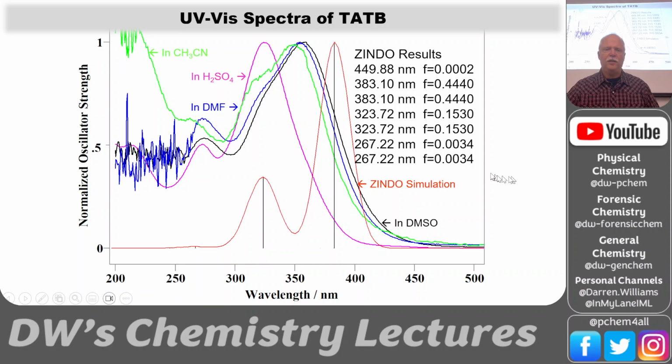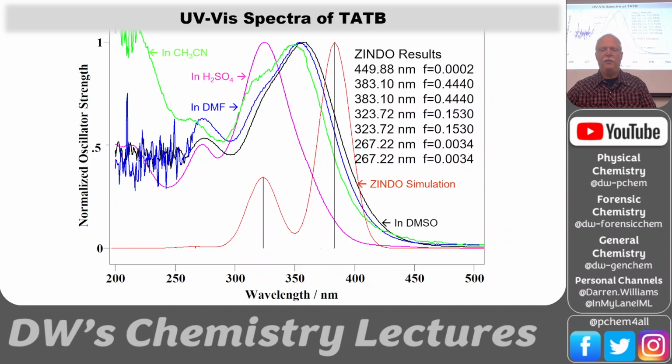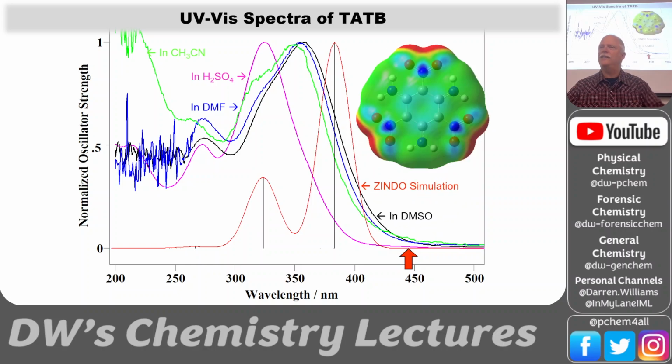Here's the UV-Vis of the TATB. This is the yellow substance, and the ZINDO simulation does pretty well. Yeah, it is shifted, but still it has the same profile. So that's fantastic. And here's the electron density difference map. There is a peak over here on the far right that you just can't see because it's so small. And again, it's those nitro groups going into the ring and into the nitro groups.